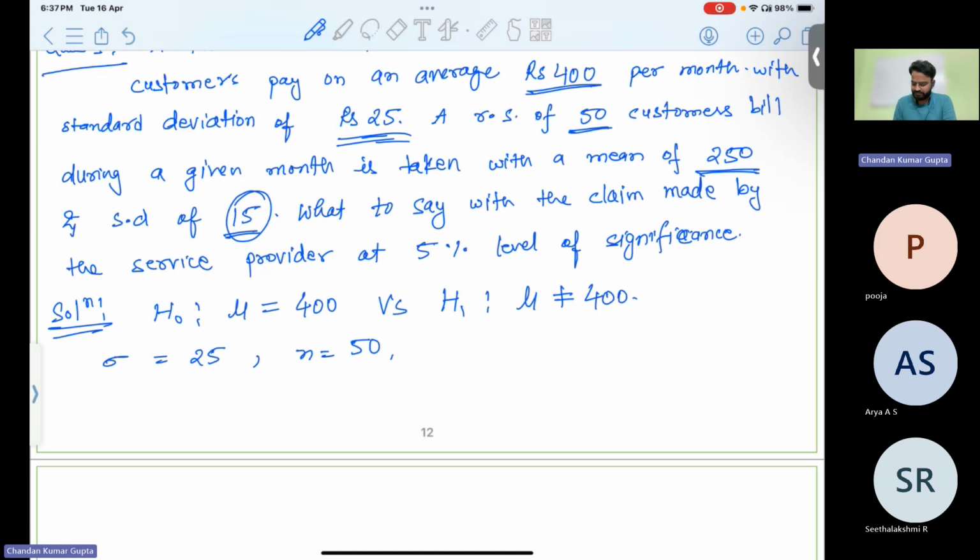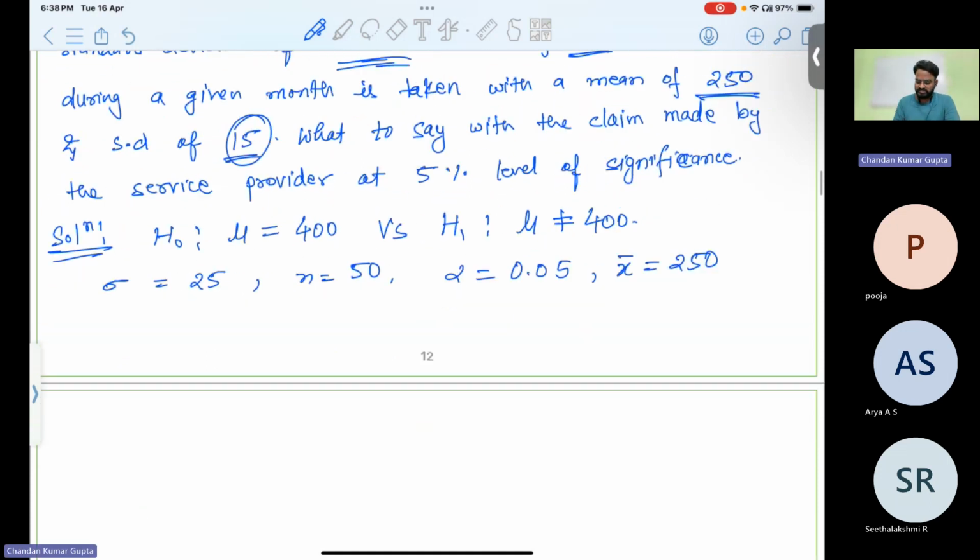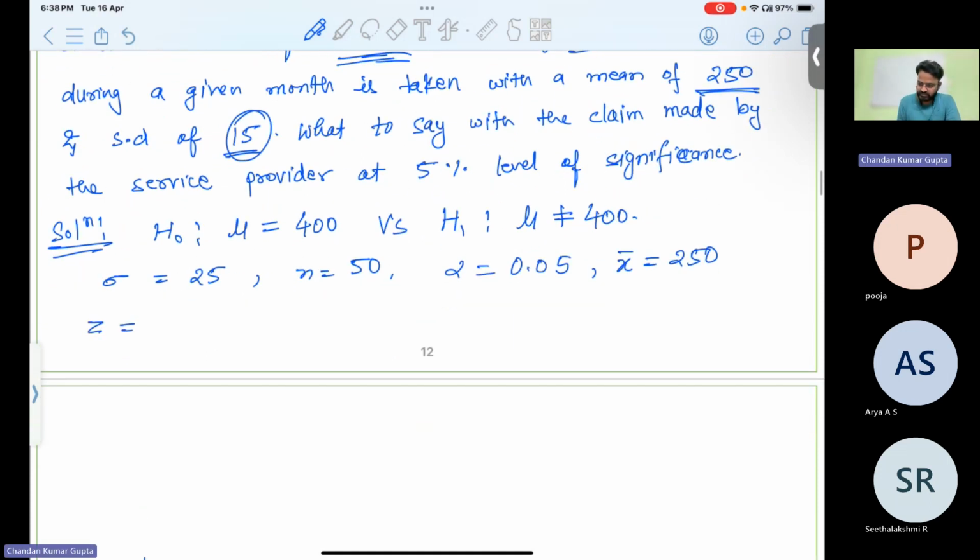And also the level of significance alpha is 0.05, and x bar is given as 250. So our test statistic is defined as z, which is equal to x bar minus mu naught, on sigma on root n. So we can write it like this.